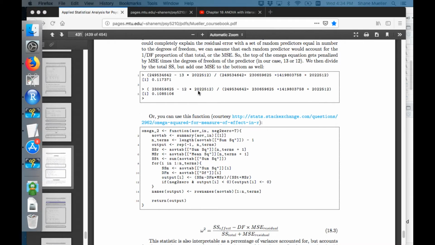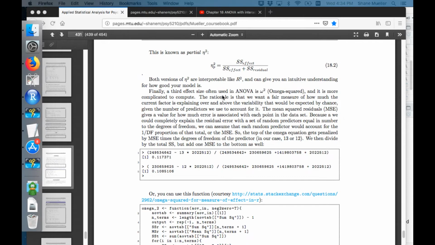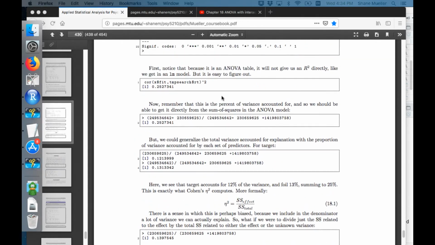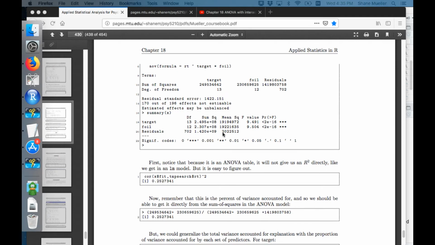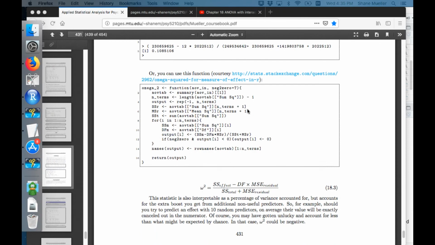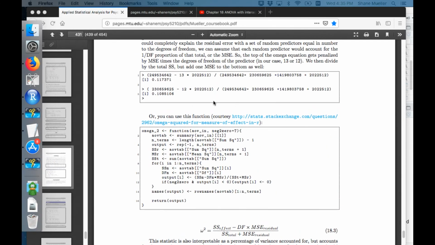So you take the total, the 2022512 is in this table, these residual numbers. And this is hard to do and hard to get right just by hand.